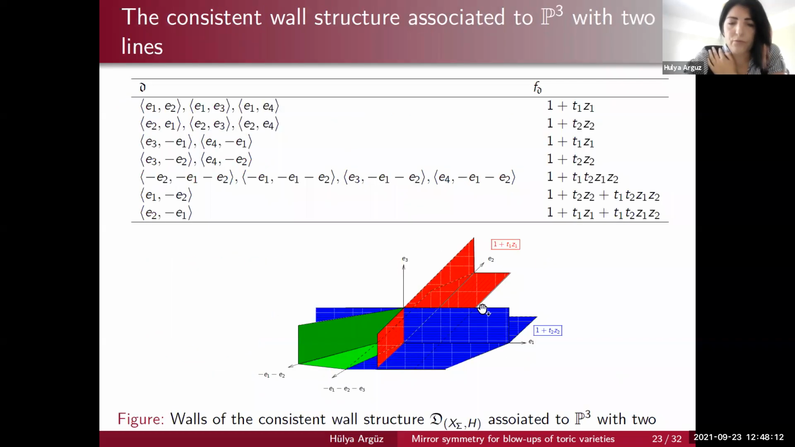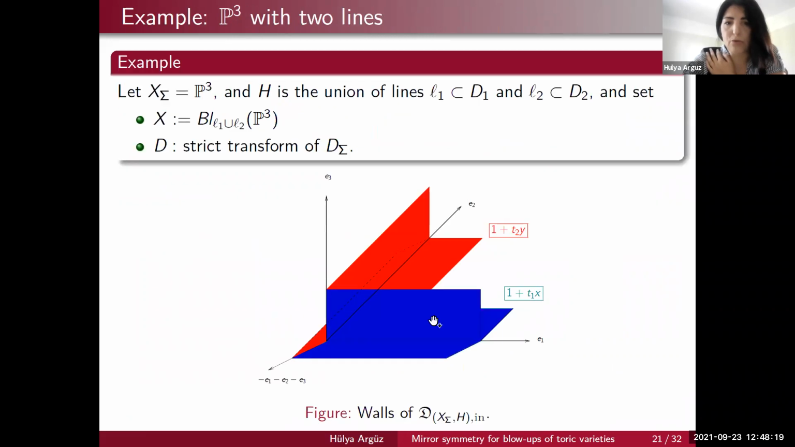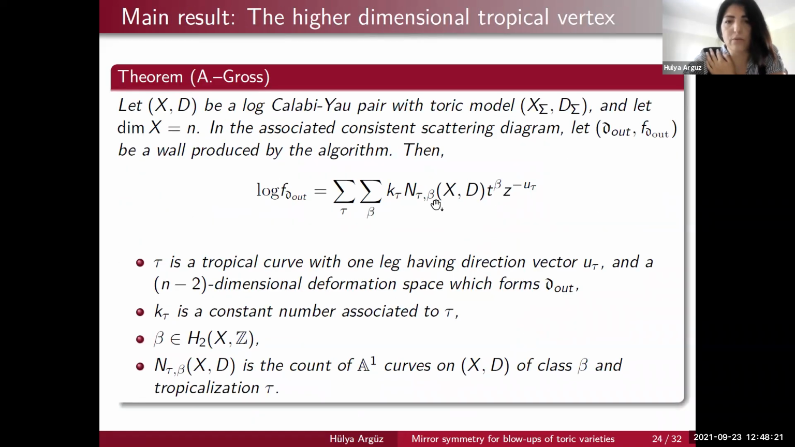So this algorithm is run by just looking at the structure of this Lie group. You do some commutator computations, but at the end of the day, you end up getting enumerative information out of an algebraic structure.